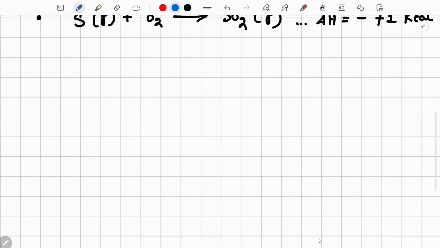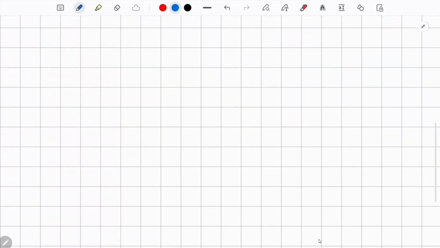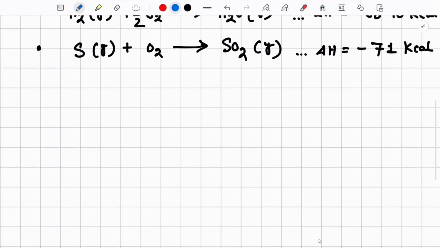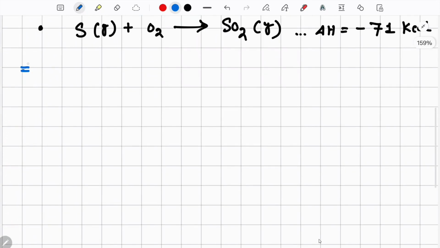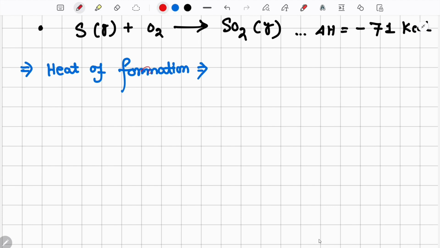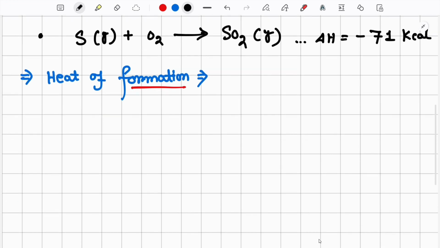Okay. So now heat of formation. Here also, as the name suggests, this is the heat of formation. So you have to formulate something from its key ingredients. Okay. So what is the definition of heat of formation? Let me write it.